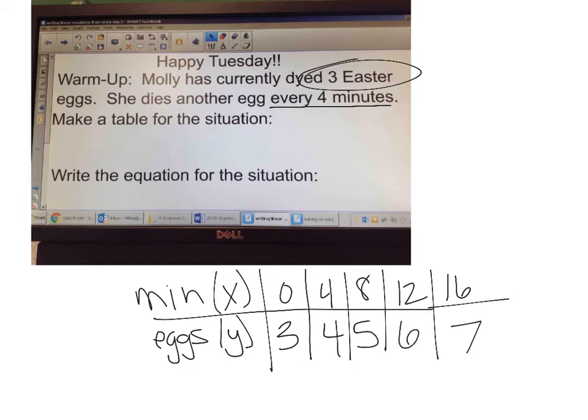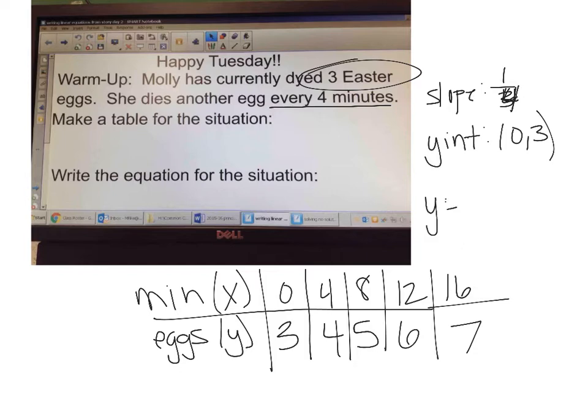And then we needed to write the equation. So we need to identify the slope, which is the rate of change. And so the slope is going to be 1 egg per 3 minutes. Oh, I'm sorry, per 4 minutes. And then we need to identify the y-intercept, which is going to be (0,3), because that is how many eggs she started with. So then the equation should be y equals 1 over 4x plus 3.